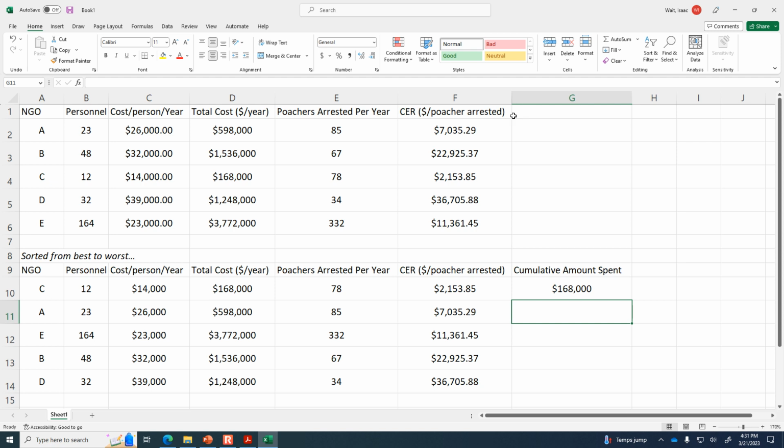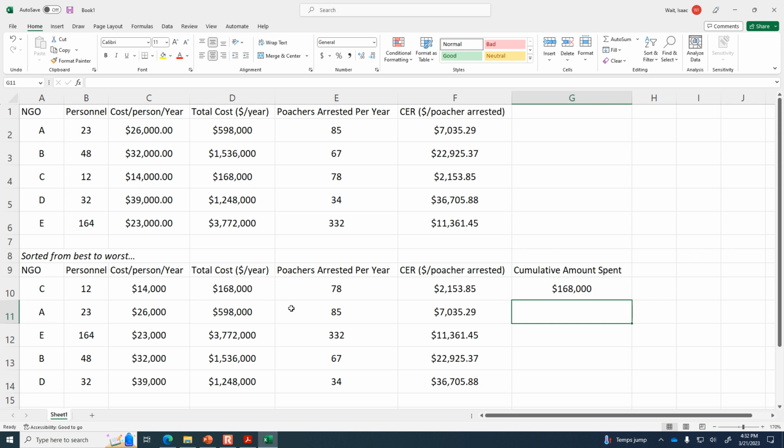Let me just show you one function when it comes to determining the cumulative amount. Remember that the cumulative amount is the cost of operating the organization in whatever row you're on, plus all the ones above it. Right now on row C, it's only that organization, so it's the total cost of the single group. But in this row, it would be the total cost of both C and A. So we could do it this way.